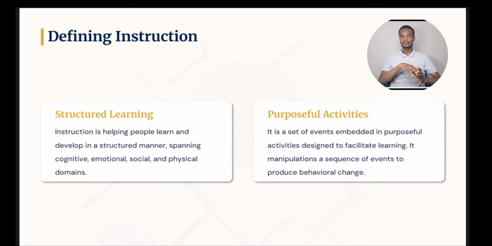Then the second method by which you can define instruction is through the purposeful activities that you select as a teacher for your learners. So, what do I mean? Instruction can be described as a set of events embedded in purposeful activities that facilitate learning. These events can be external to the learner, for example, events embodied in printed pages, an instructor's lecture, or the activities of a group of students. There are also internal mental events such as directing attention, rehearsing, reflecting, and monitoring progress. So these are the ways by which we can define an instruction.